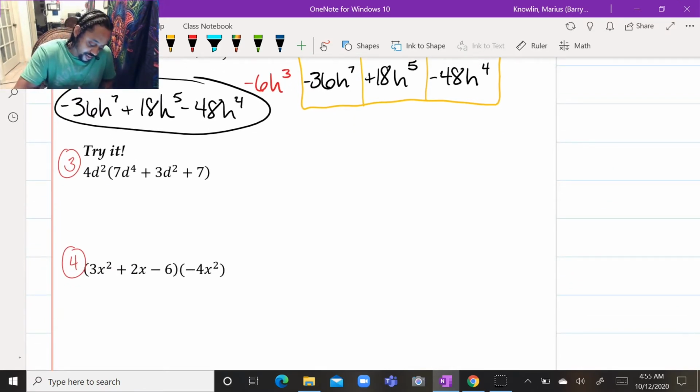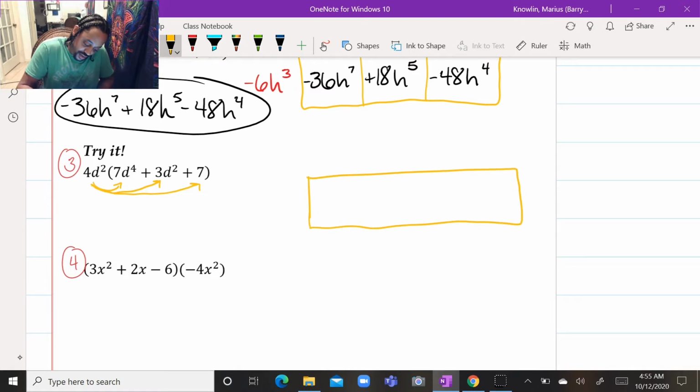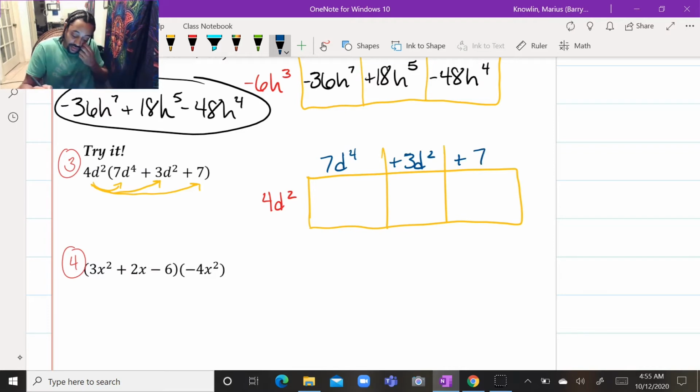Alright, let's take a look at these two down here. Once again, we're just practicing, and we're going to distribute that positive 4d squared to those 3 terms on the inside. So let's make our 1 by 3. And we have our 4d to the second power, and then we have our 7d to the fourth, positive 3d squared, and positive 7.